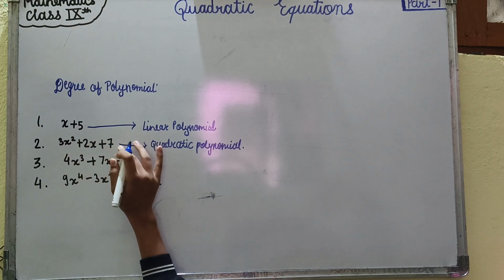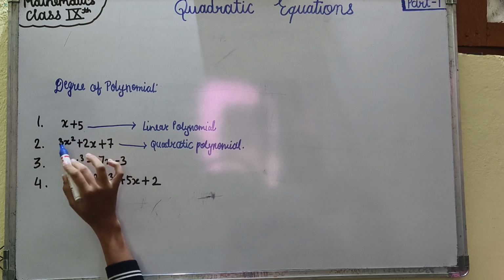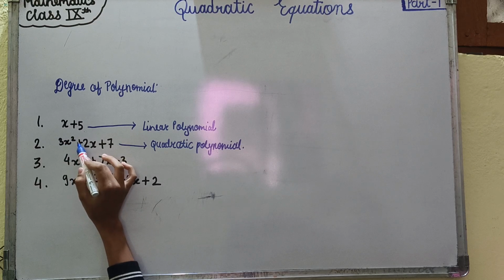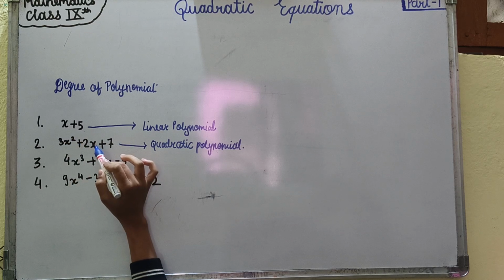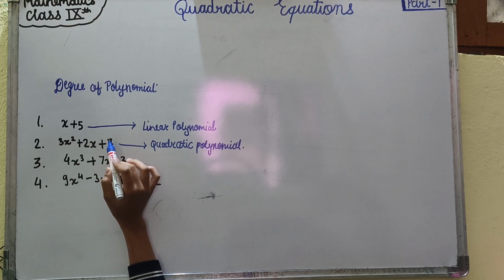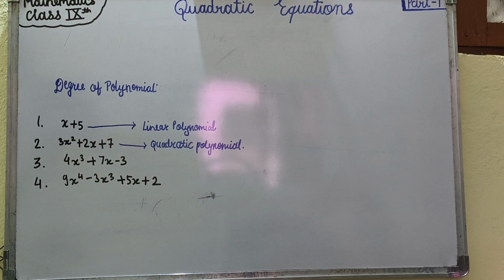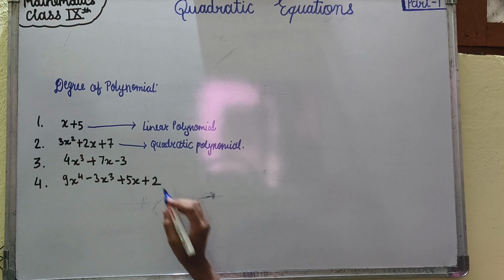In this expression, we can see that 3x square, this term's power is 2, plus 2x power is 1 and 7 power is 0. The highest power over here is 2. So the expression or polynomial having highest power as 2, the degree of the polynomial as 2, is called quadratic polynomial.